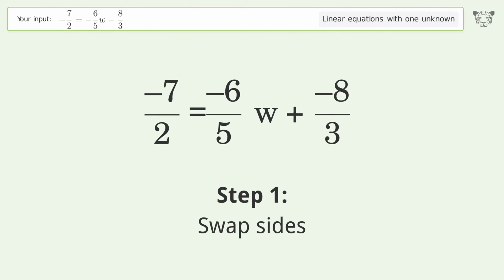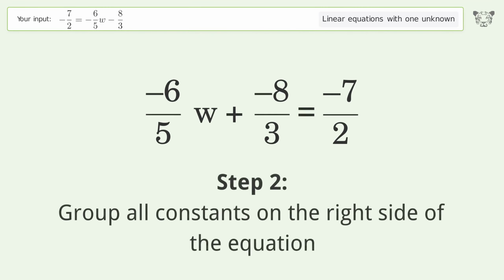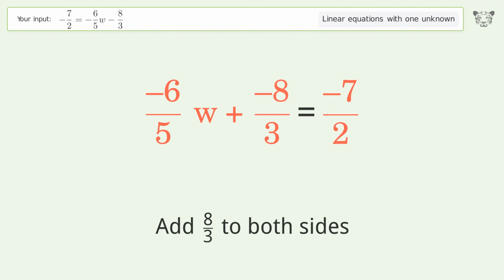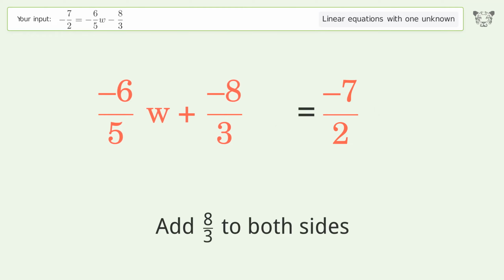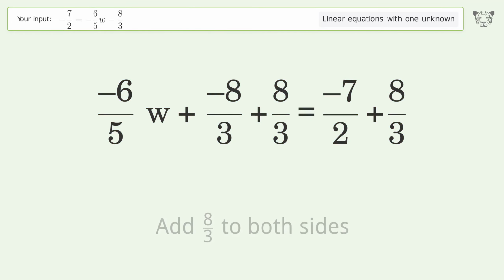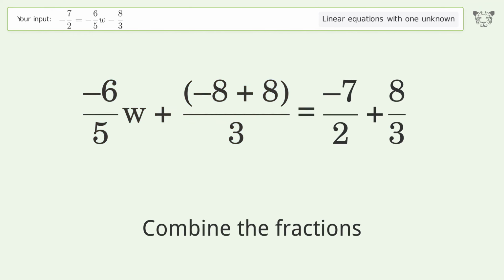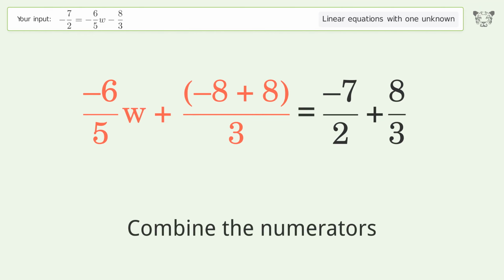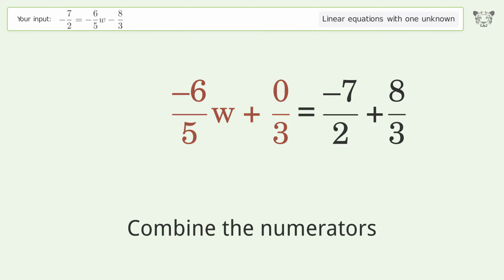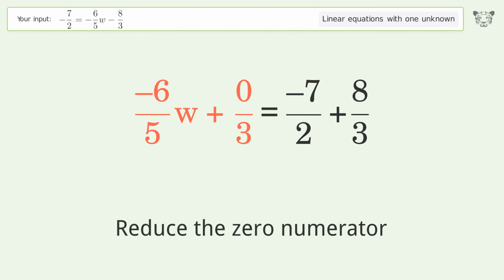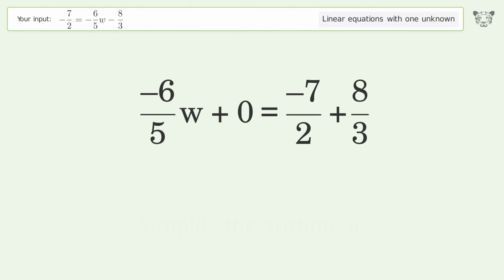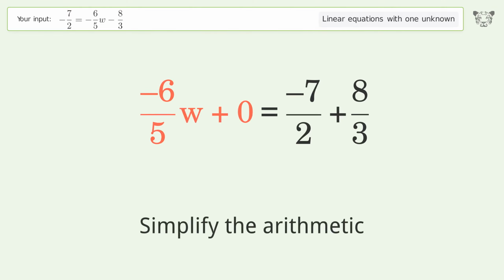Swap sides. Group all constants on the right side of the equation. Add 8/3 to both sides. Combine the fractions. Combine the numerators. Reduce the zero numerator. Simplify the arithmetic.